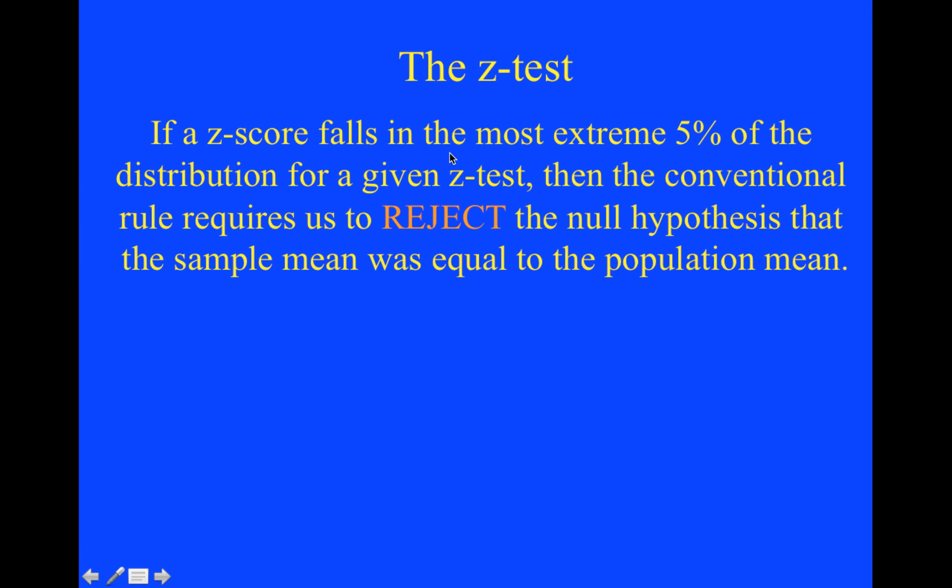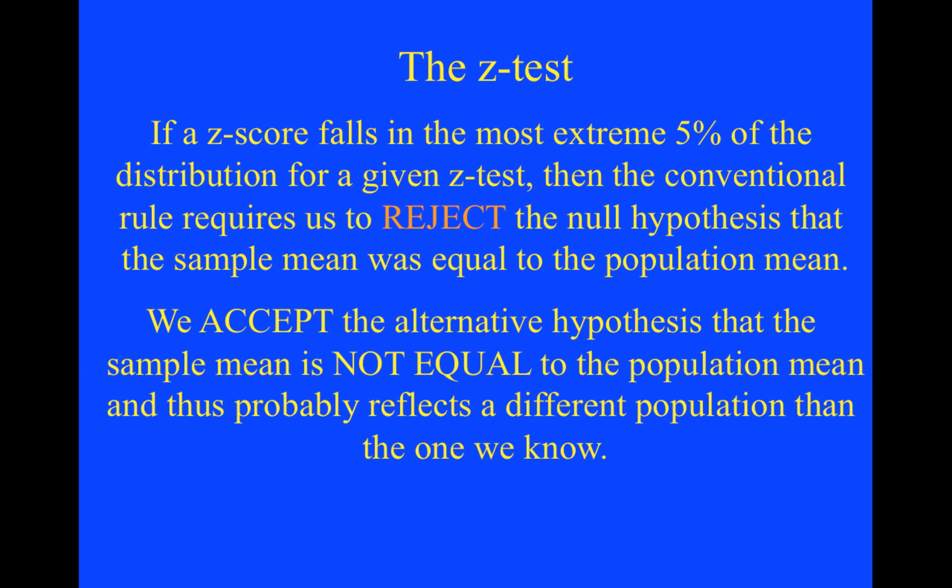If a z-score falls in the most extreme 5% of the distribution for a given z-test, then the conventional statistical rule requires us to reject the null hypothesis that the sample mean was equal to the population mean. That is, we are so far away from the population mean, we're in the most extreme 5% of the distribution, that we have to conclude this sample is not representative of that population. It falls so far away from the true mean that we conclude it is not representative.